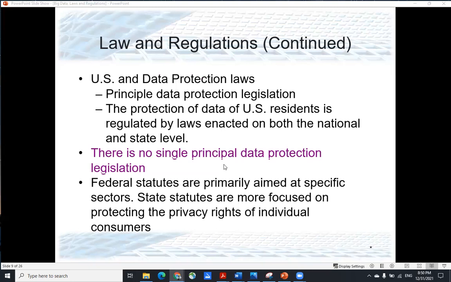Now, like I said, the GDPR has 99 articles, and it's very long to read the whole thing, but I would recommend going through it in detail if you want to know more about GDPR.